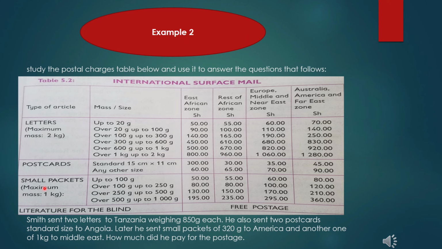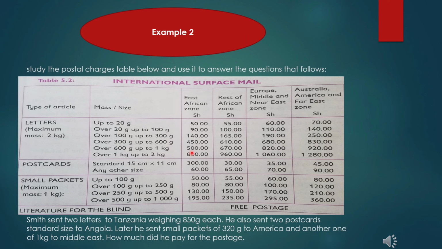So if you look at that question, Smith sent 2 letters to Tanzania. Remember, Tanzania is East Africa zone, 850 grams each. So those are 2 letters, 850 grams. If you look at that table, look at the part of the letters. 850 is over 600 up to 1 kg, and the charge is 500. Because there were 2 letters, that is 500 times 2, which is 1,000.